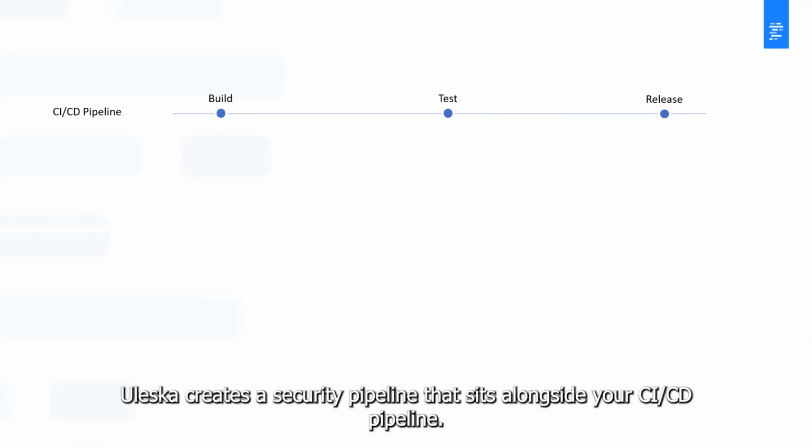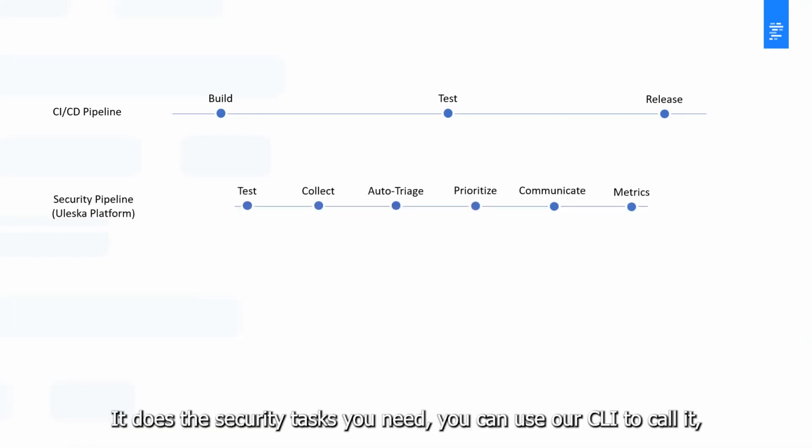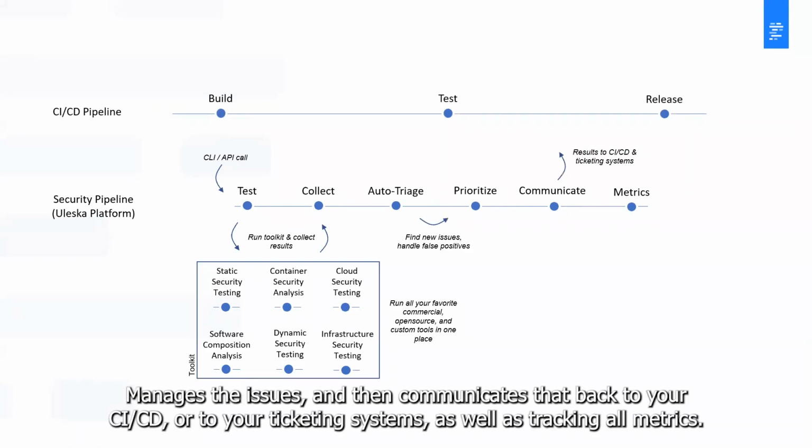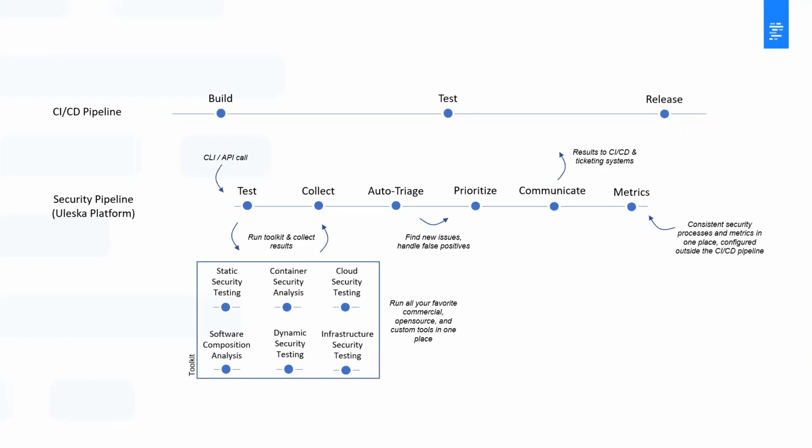So essentially, Uleska creates a security pipeline that sits alongside your CI/CD pipeline as it already exists. It does all the security tasks you need. You use our CLI to call it. It runs the security tests or communicates to your APIs of existing security tools, manages the issues, and then communicates that back to your CI/CD or to your ticketing systems, as well as tracking all the metrics, etc., in one place.